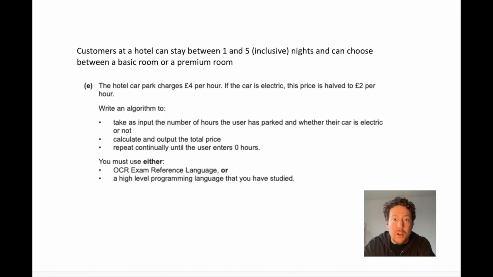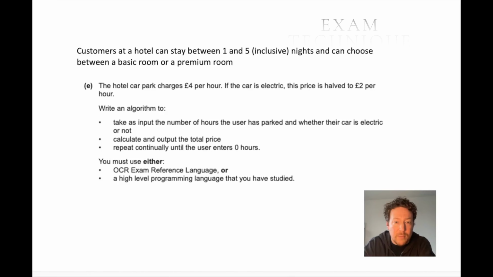So customers at a hotel can stay between 1 and 5 inclusive nights and can choose between a basic room or a premium room. Now the hotel car park charges £4 per hour. If the car is electric, the price is halved to £2 per hour. What we need to do is write an algorithm to take the input, the number of hours the user has parked and whether the car is electric or not, calculate and output the total price, and repeat continually until the user enters 0 hours. Now you can answer this using either OCR reference language or a high-level programming language that you have studied.